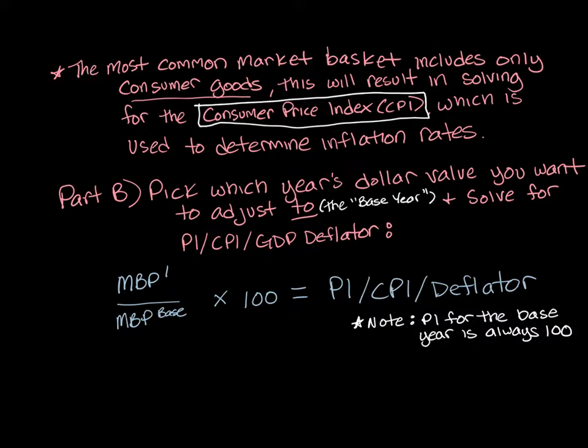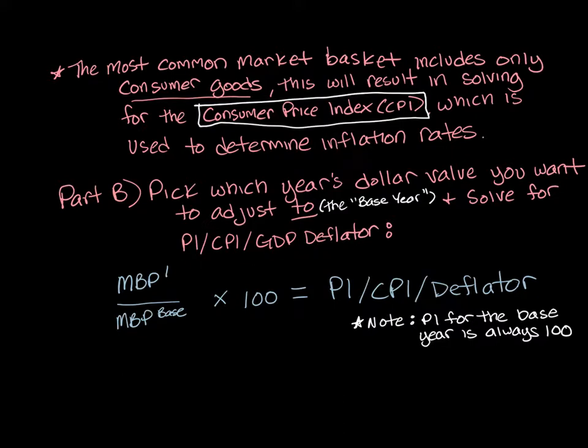So if the kids know that the market basket contains consumer products, and that leads us to a number called CPI, that's pretty much good enough. And the reason that we use CPI is that's going to be the one that we're going to use to solve for inflation a little bit later on in this video. So we're going to solve for the CPI here.